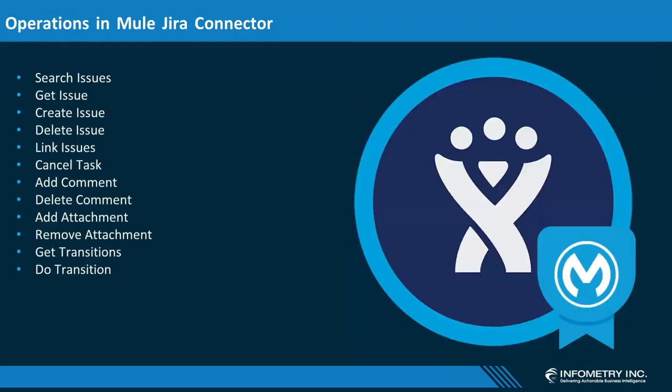We have many operations in the JIRA connector in MuleSoft. For this particular webinar session, I have taken a few operations, and here we are going to discuss search issues, get issue, create issue, delete issue, and the comments, like adding a comment and deleting a comment, and the attachment part, where we can add and remove an attachment. And there are transitions, get transition and do transition. So these are the list of operations which we are going to discuss in our session.